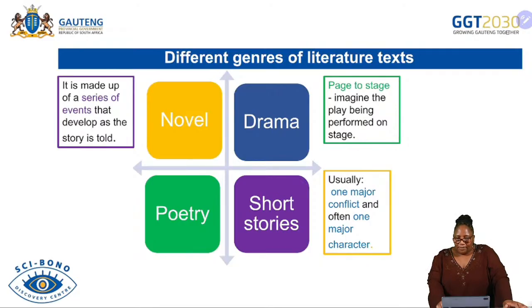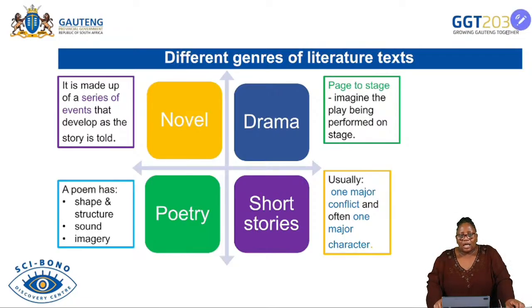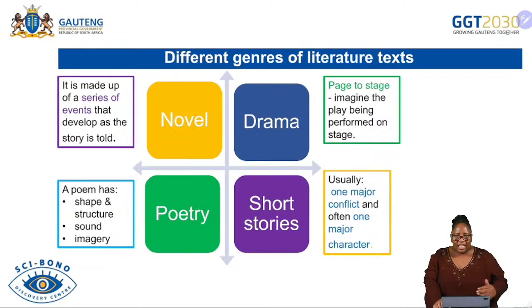A short story, that's our third genre. Usually it has to do with one major conflict and often one major character. The difference between a short story and a novel: a novel has a lot of characters, while the short story has just one major character and 2 or 3 supporting characters. With poetry, we deal with shape, structure, sound, and imagery.